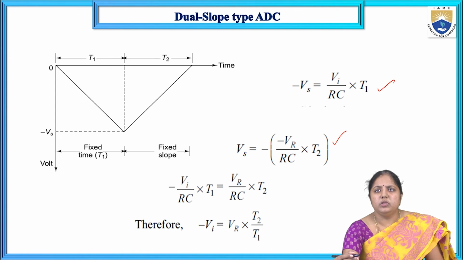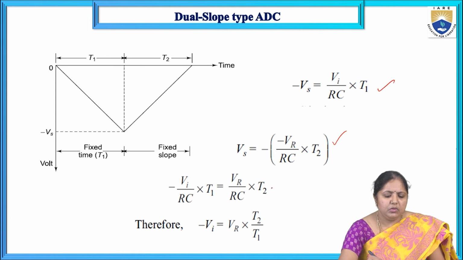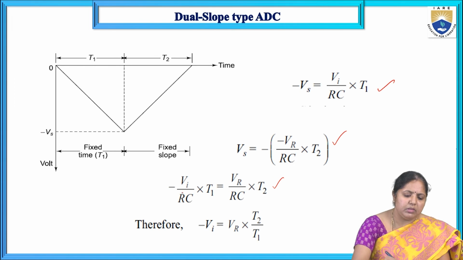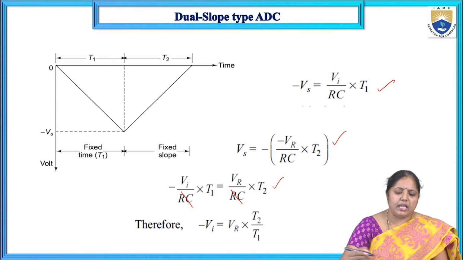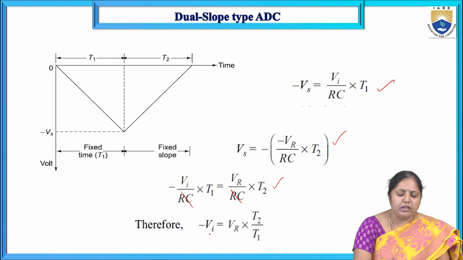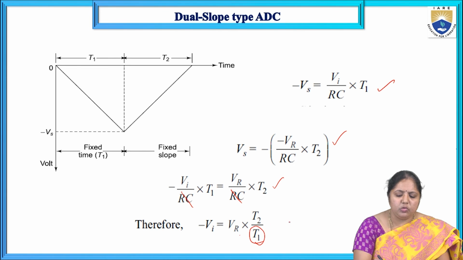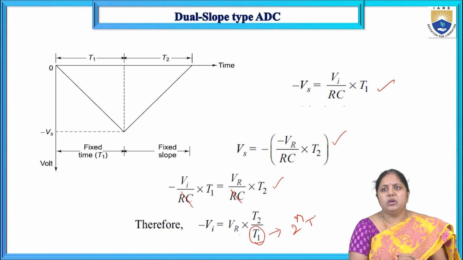The previous case time T1 and the present case time T2, both give Vs, so I can equate them. If I equate these two terms, then Rc gets cancelled, and the remaining term is minus Vi equal to Vr into T2 by T1. This T1 value is fixed. What is the T1 value? 2 power n into clock cycles of T.